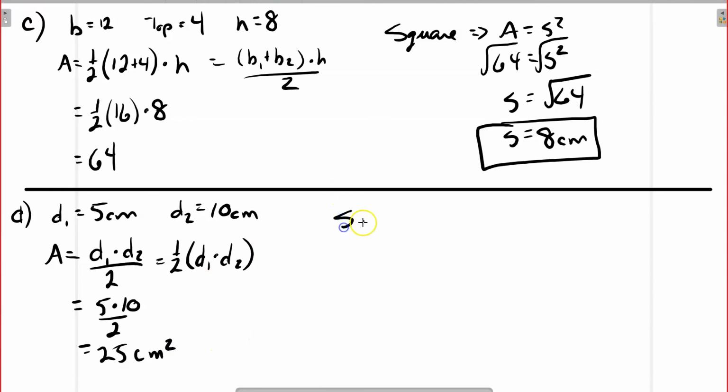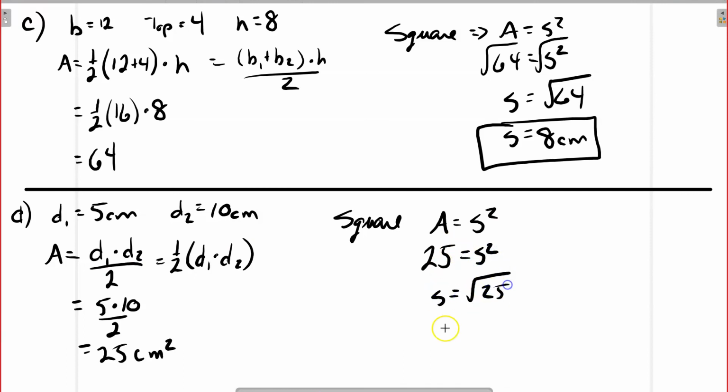Once we've got that area, now we can look at a square. The area of the square is s squared. Because the square and the rhombus are equivalent, they have the same area. So s squared is equal to 25. Therefore, s is equal to the square root of 25. Therefore, s is equal to 5.